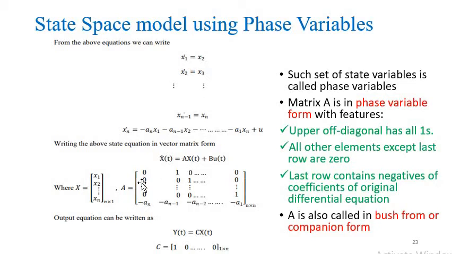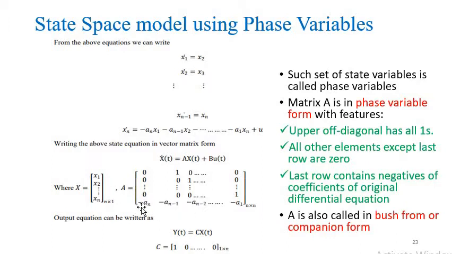Now if you collect them and write them in the form of a matrix, you will get x dot of t is equal to A x of t plus B u of t, where A will be in the form of the matrix that has been shown here. You can see this. If you observe the system matrix, you can see that the upper off diagonal elements are all 1. The diagonal will be all zeros and the last row will have the elements minus an to minus a1. Similarly, all the other elements except the off diagonal elements will be 0.